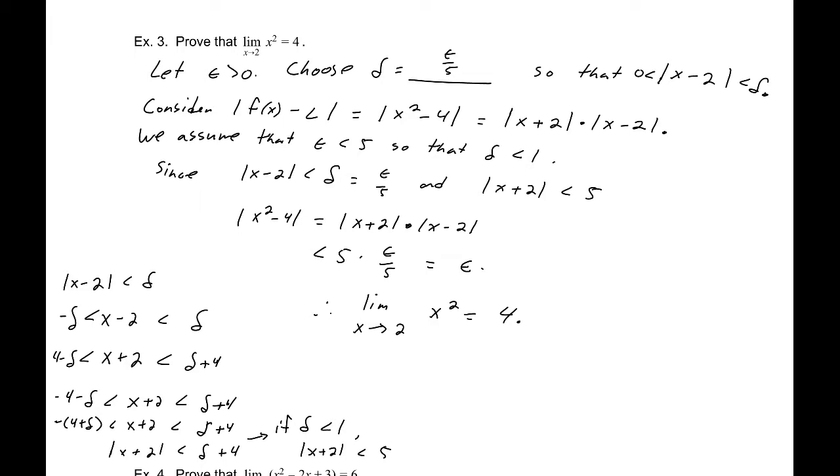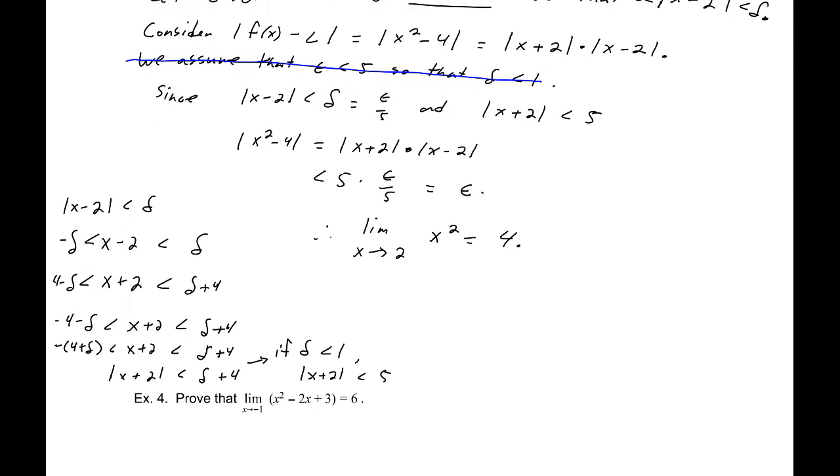Now, I made that statement that delta is going to have to be less than 1. There's something I can do to actually make this work in general. Scratch this. I can say I want delta to be the minimum of 1 and epsilon over 5. That would guarantee that it's actually less than 1, and so I can actually take this statement out. All right, there we go.